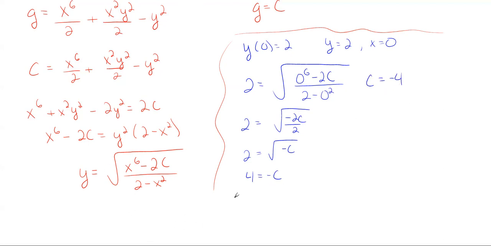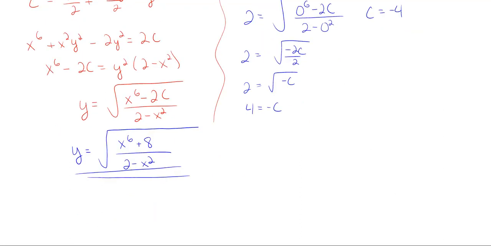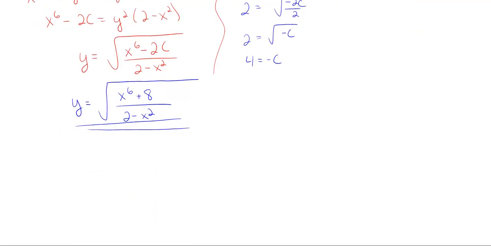So let's go ahead and fill in our exact y equation. My exact y equation would be y is equal to the square root of x to the 6th minus 2 times my constant, which is minus 8. Well, minus with a minus becomes plus, so plus 8, all over 2 minus x squared, and that would be my final answer. So that y equation satisfies the original differential equation.